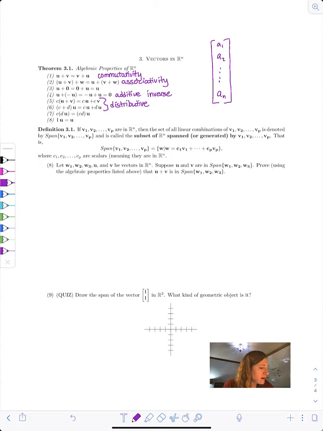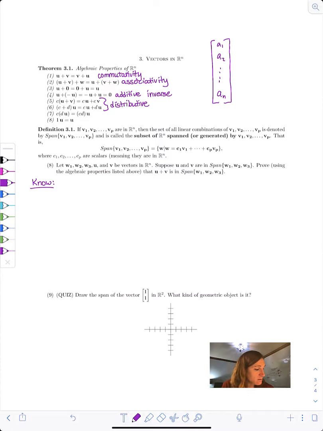So let's say we have a whole bunch of vectors. We have W1, W2, and W3, and we also have U and V. And first of all, we have that U and V are in the span of W1, W2, W3. And then it's asking us to prove that their sum is also in that span. So our very first step is to just use what we know. So we know that U and V are in the span.